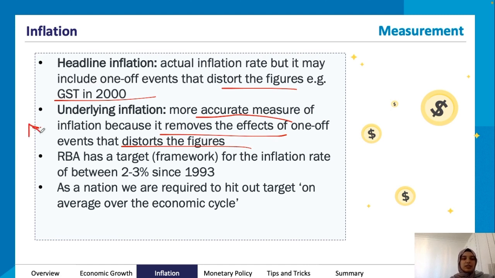So if you're ever asked which one is more accurate, or why is underlying more accurate, then you have your response. The RBA has had a target framework for the inflation rate of between 2 to 3% since 1993. So as a nation, we are required to hit the target on average over the economic cycle.